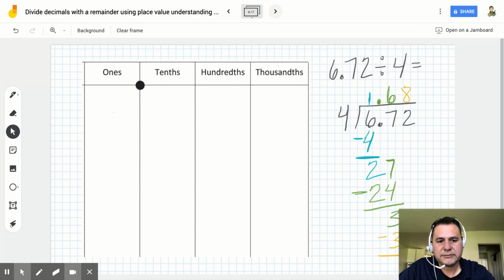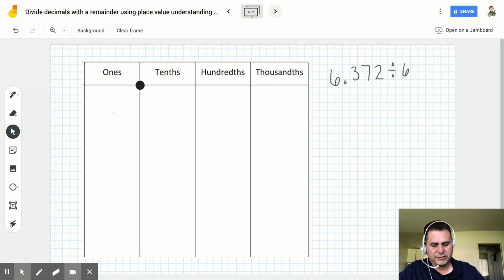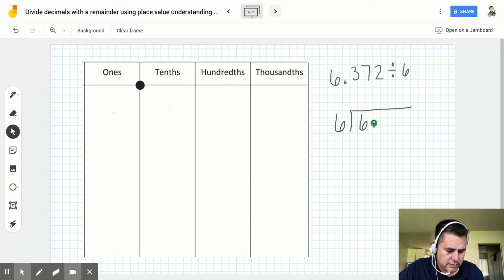One last one. Let's try another one, a longer one. Let's try this one. This time we're going to divide a longer problem. Yet if you see it as we've done before, it won't be a problem.